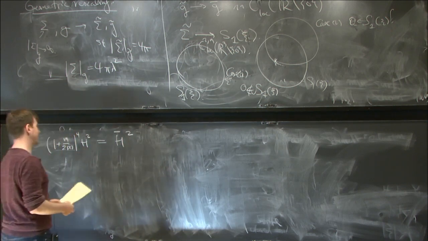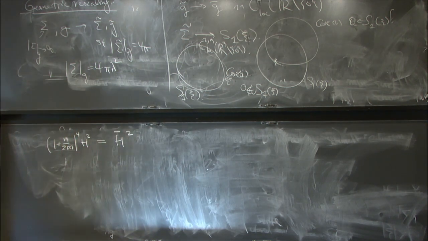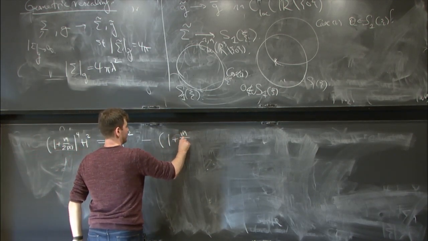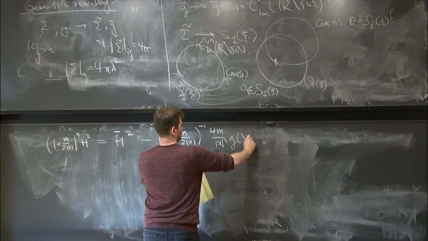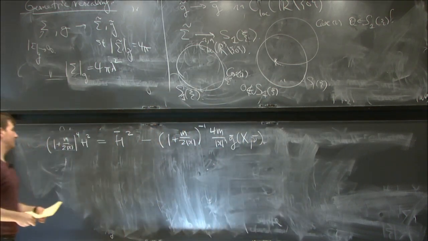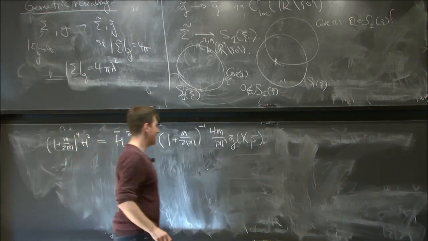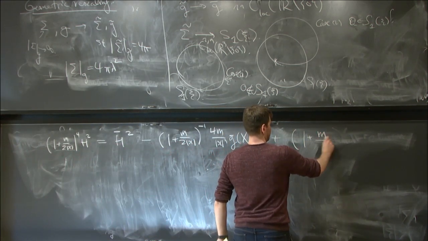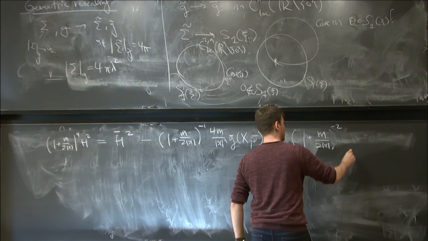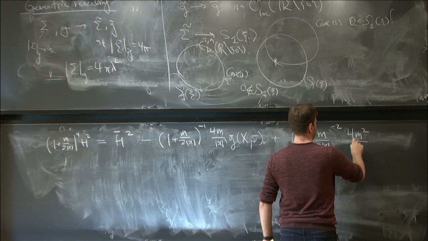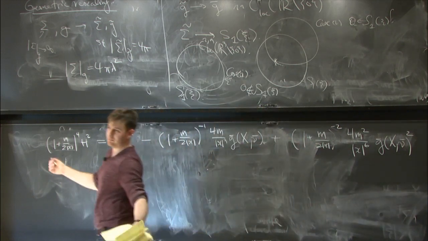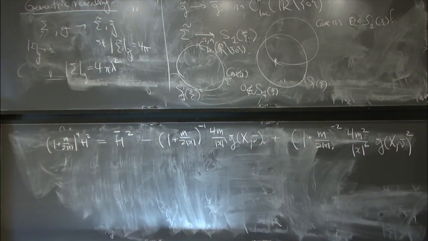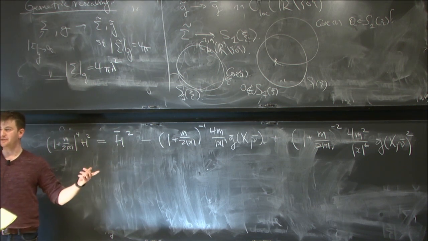Well, hopefully we all know how to do this. Minus 1 plus. I put the 2 in a funny place that you might not be expecting. You just square it, whatever happens. Now I'm trying to get at the Christodoulou-Yau estimate.